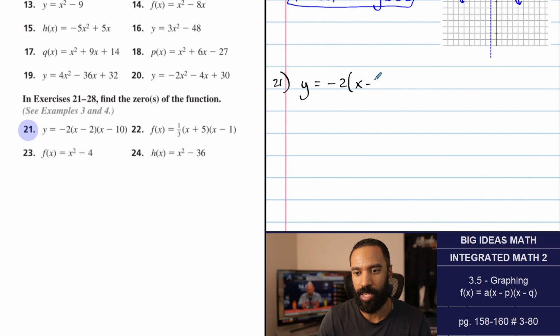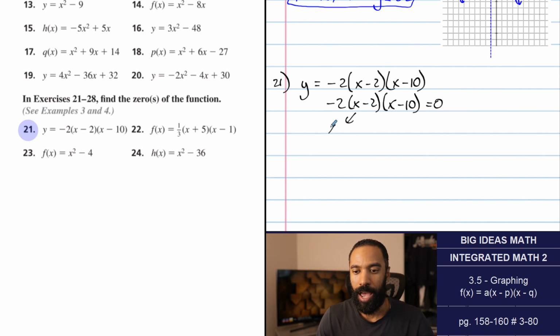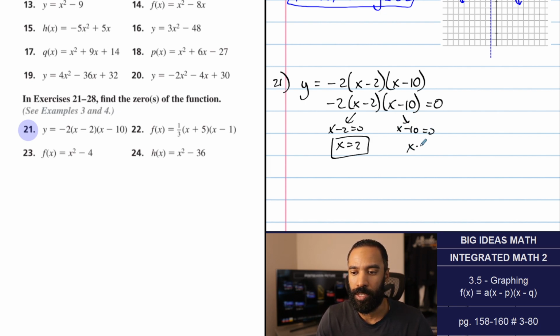So -2 times x minus 2 times x minus 10. When they say find the zeros, they mean solve for y equals 0. That's what makes those x-intercepts, right? Set that equal to 0. Either x minus 2 equals 0, so x equals 2, same as your x-intercepts, or x minus 10 equals 0, so x equals 10.